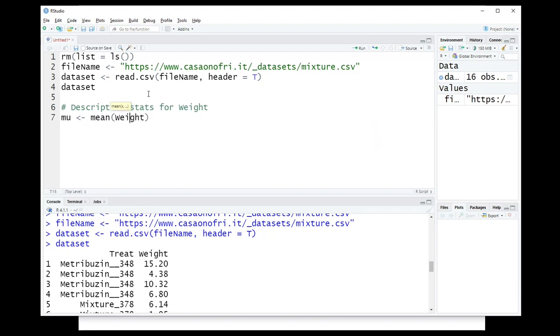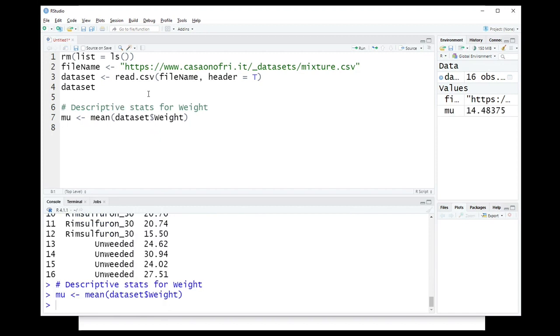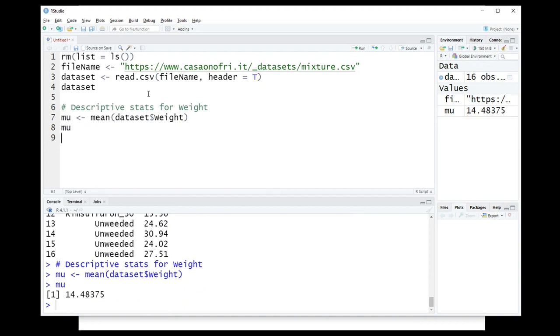Now you see that if I do it like this, it doesn't work, because the vector weight is not in the workspace. It is inside a data frame. So what I should write is dataset$weight to tell R that the weight vector is inside the dataset data frame. Right? So I get mu. Mu is 14.5 approximately.